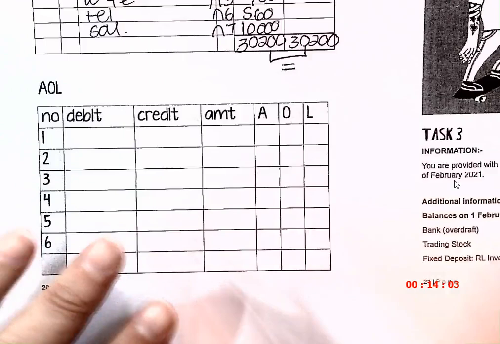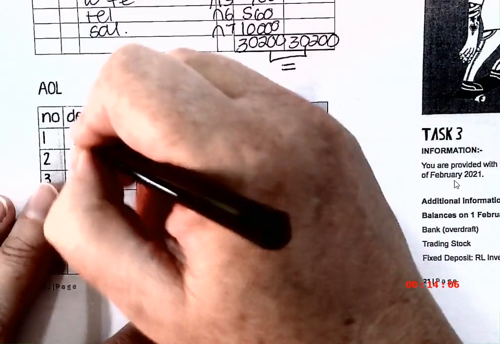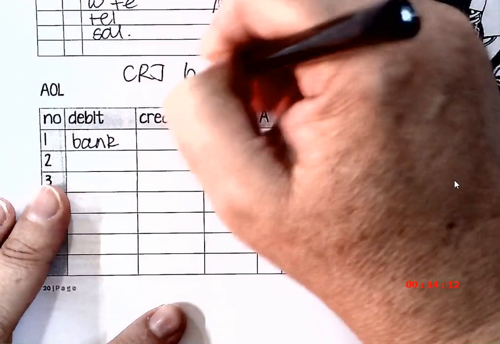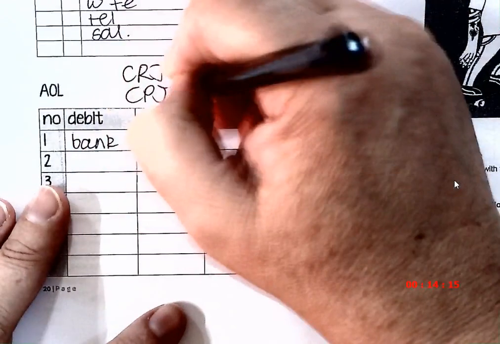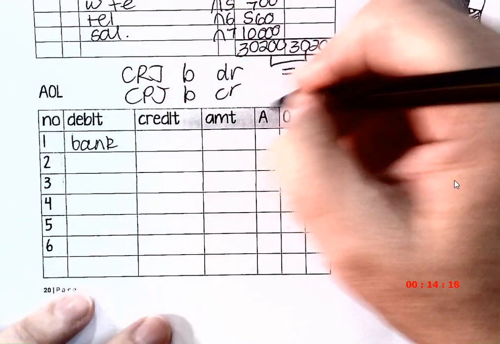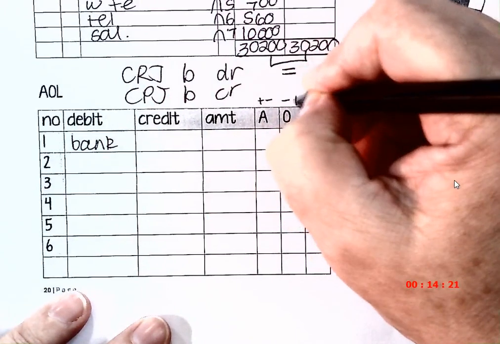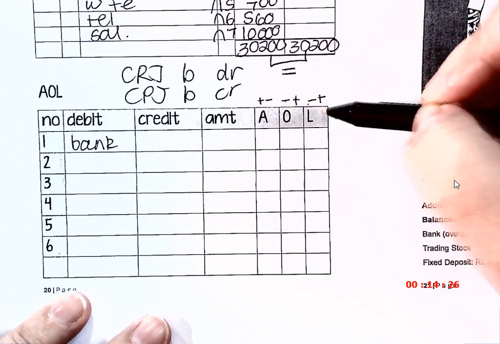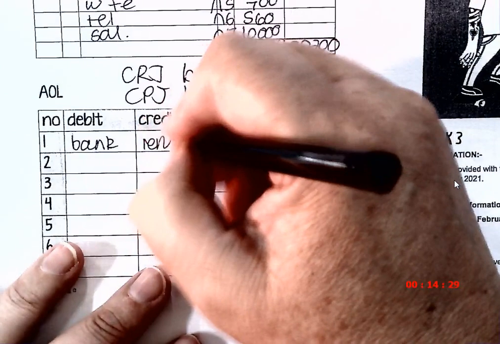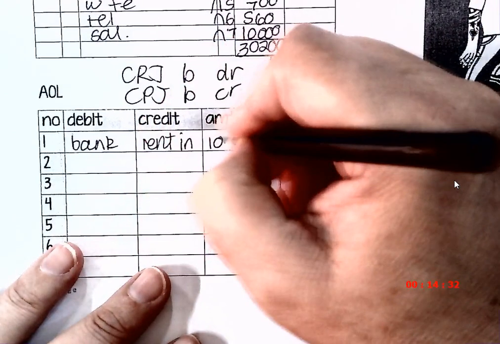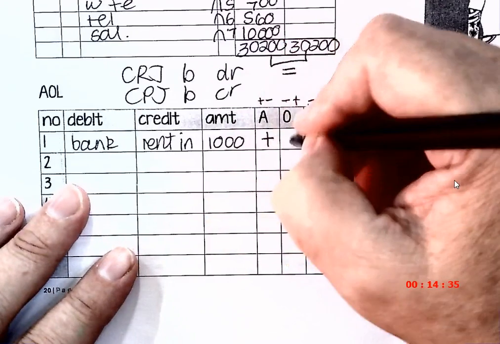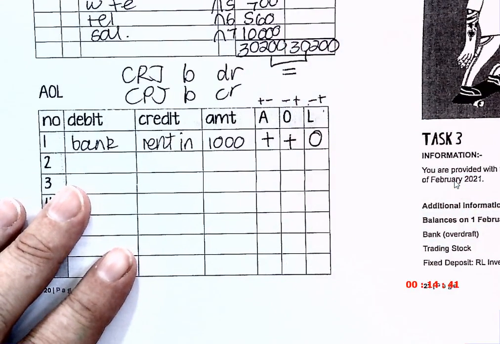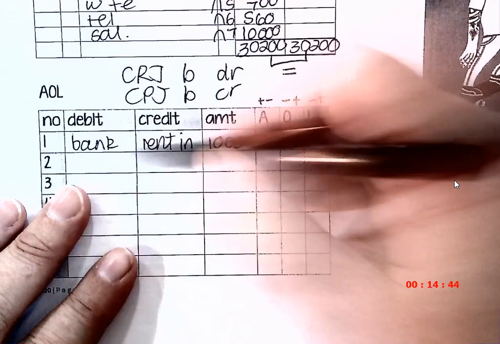Number 1 is the rent income. So I know it's a CRJ. I know CRJ, bank, debit. CPJ, bank, credit. I know assets plus minus, the other two minus plus. Right. Debit, credit, debit, credit, debit, credit. So it's rent income. And the amount is 1,000. Bank is an asset. Rent is a profit. It's an income. Makes my profit more. No liability. Can you see? 1, 2 signs for 1, 2 accounts.